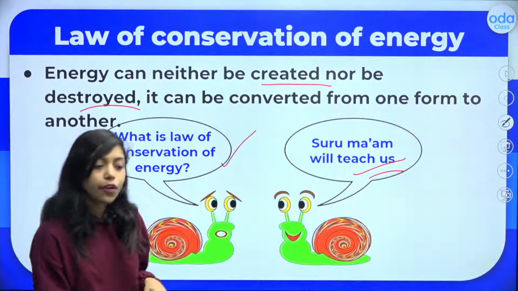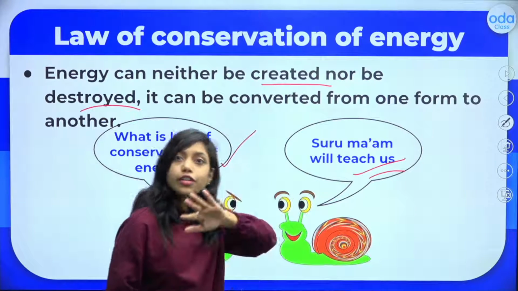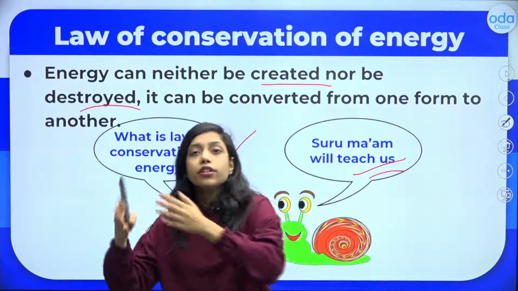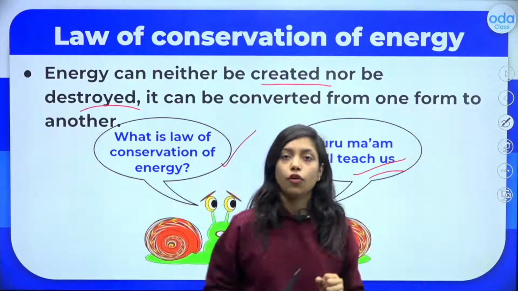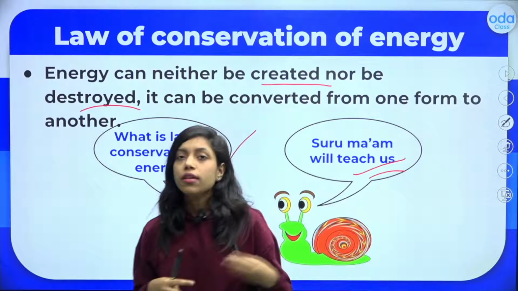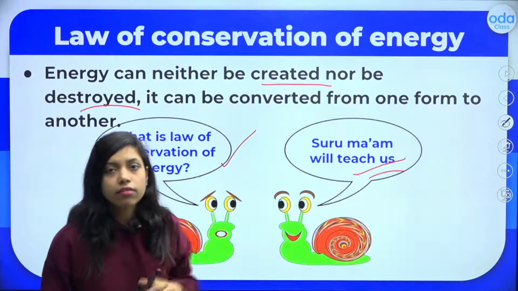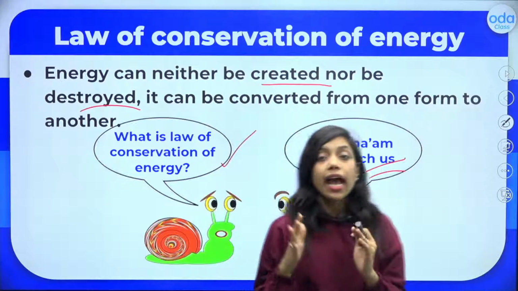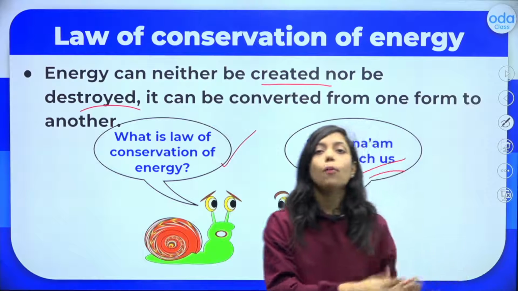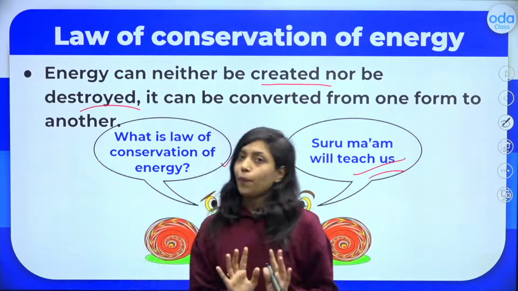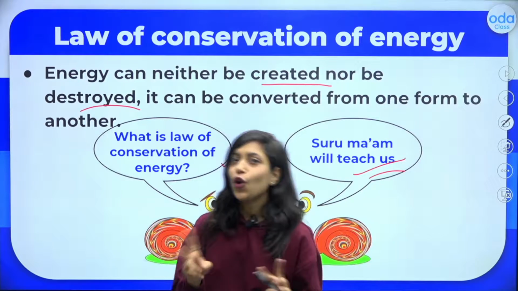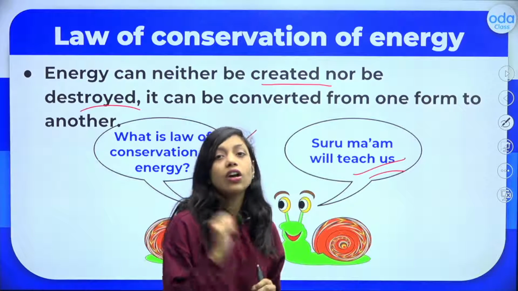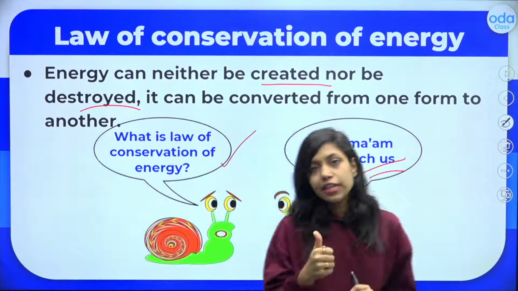From your side, you cannot create energy, or you cannot destroy energy also. The only thing we can do is convert it from one form to another form. Okay, that is what you should remember. Energy can neither be created nor destroyed, but it can be converted from one form of energy into another form. Is it clear to all of you? We can change the form of energy, but we cannot create energy or destroy it. I hope it is clear to all of you.